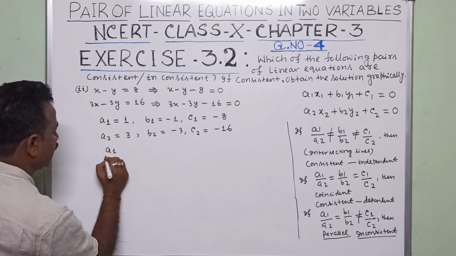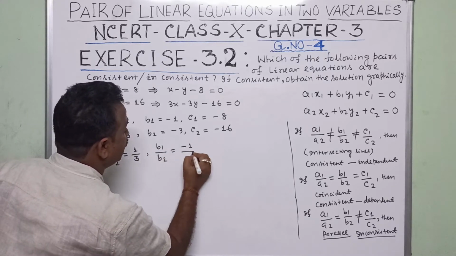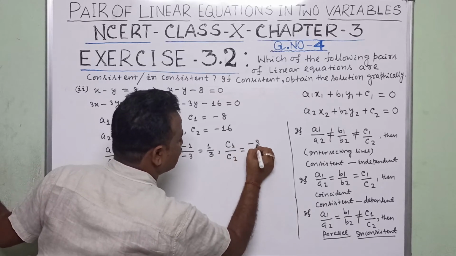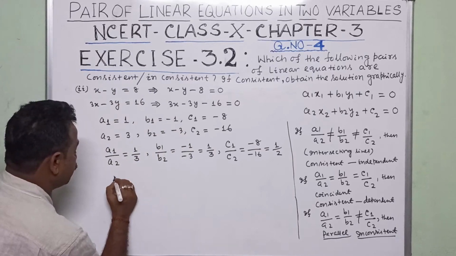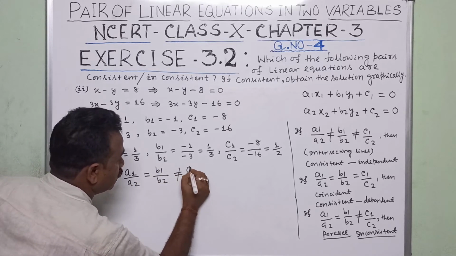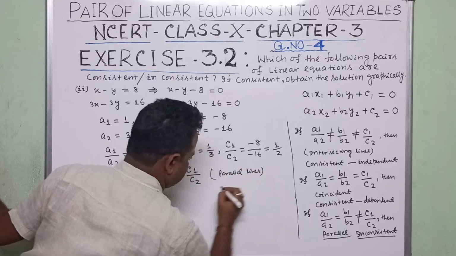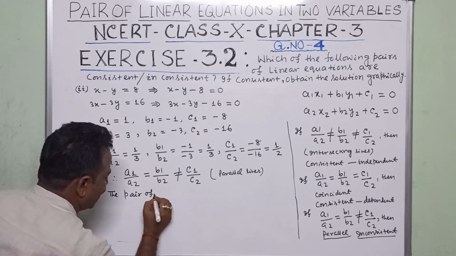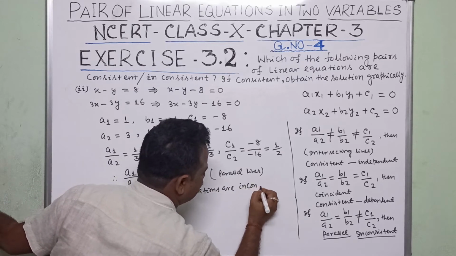Now a1 by a2 is equal to 1 by 3. b1 by b2 is equal to minus 1 by minus 3, which is 1 by 3. Now c1 by c2 is equal to minus 8 by minus 16; cancelling the minus signs and 8 twos are 16, we get 1 by 2. Therefore a1 by a2 is equal to b1 by b2 is not equal to c1 by c2. Here, parallel lines. Hence the pair of linear equations is inconsistent.